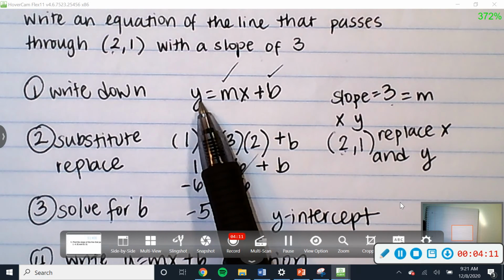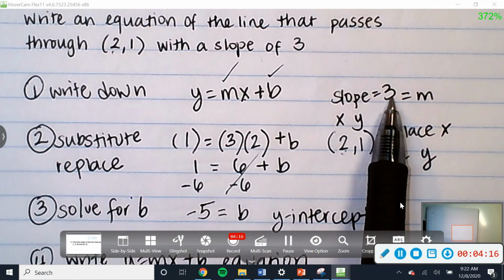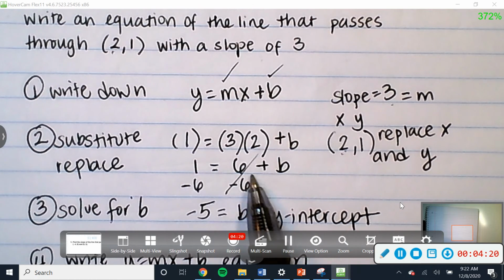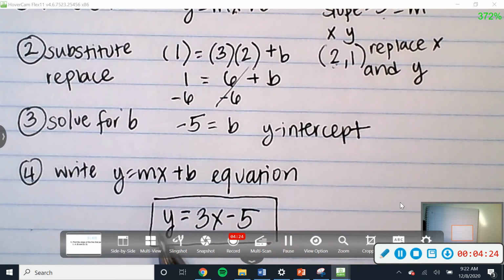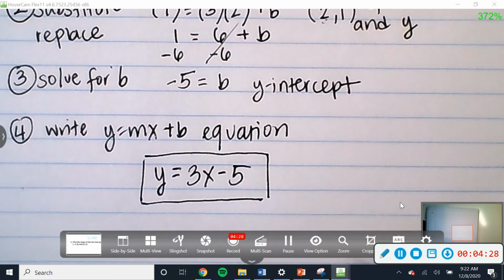We replace our y value with 1. We replace our slope with 3. Replace our x with 2. Once you do that, you just need to solve. Once you've solved for b, write out your equation with the b value. And that would be your final answer.